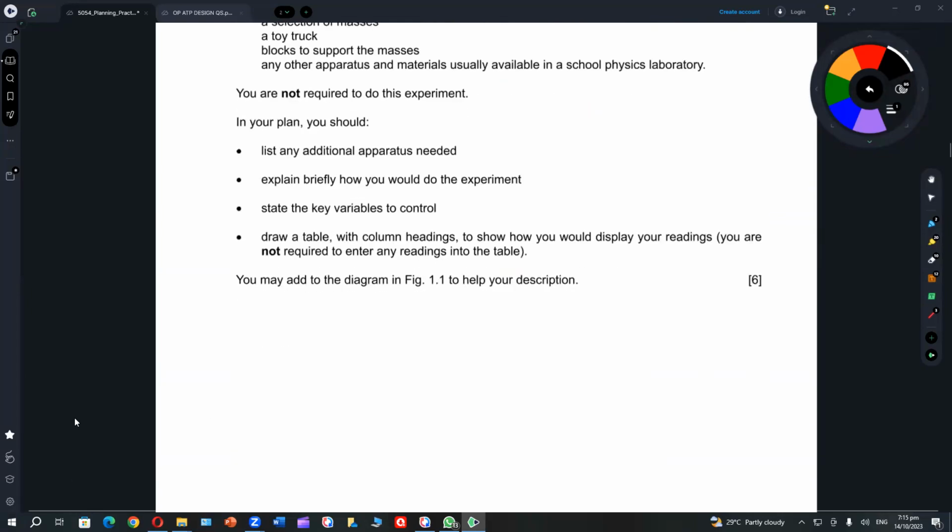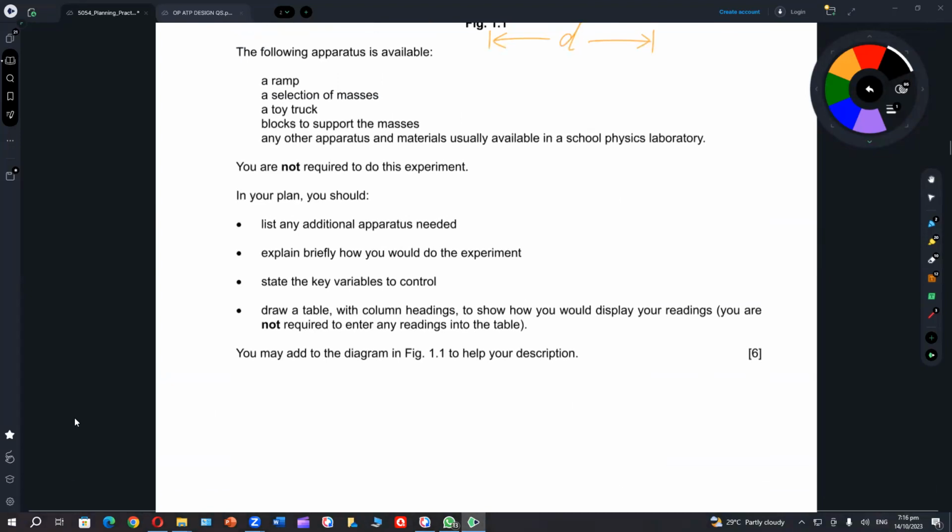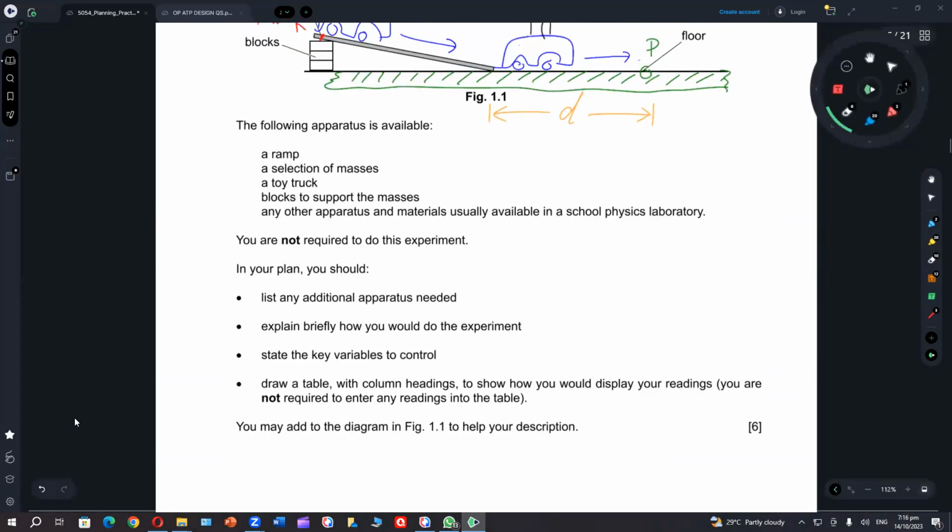Examiner says, what about the variables? The variables means two variables. Our present question is about mass and distance. I am changing the mass.